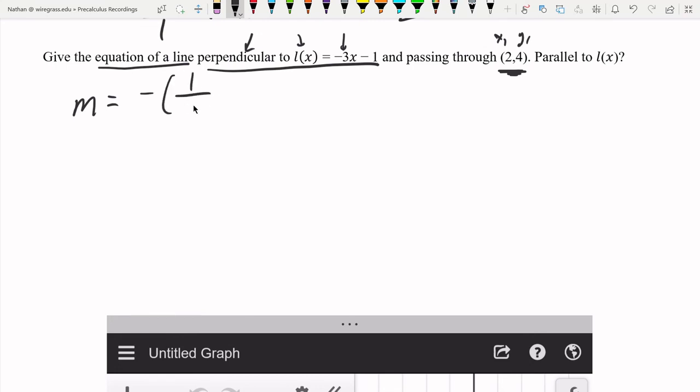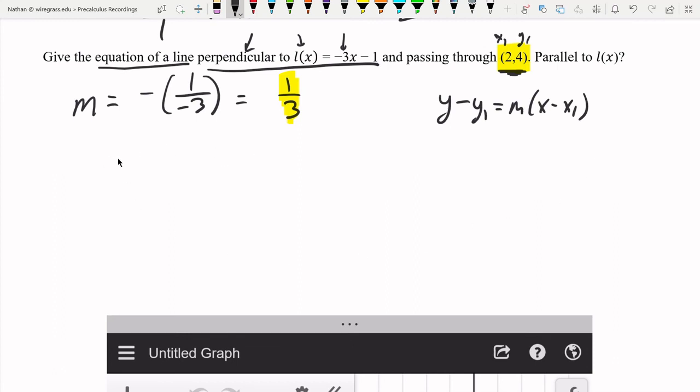negative reciprocal. So I just took -3 and put 1 over it. If it were 1/2 here, you do 1 over 1/2, and then put a negative on the outside. Simplifying this, negative times negative is positive, and you just get 1/3. So negative reciprocal, change the negative to a positive, and then flip it, and you get 1/3. Well, we know the slope. We know a point. Let's use the point-slope form of a line.